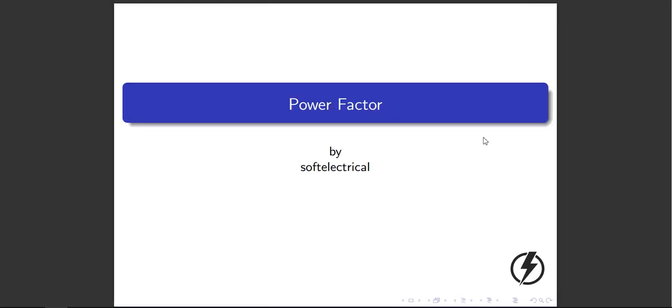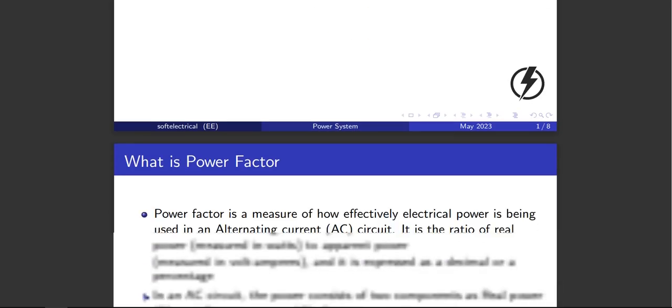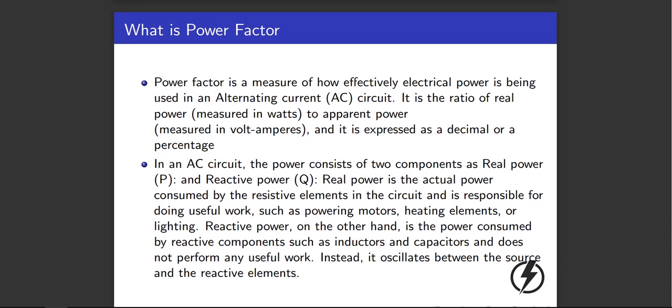What is power factor? Power factor is a measure of how effectively electrical power is being used in an alternating current, AC, circuit. It is the ratio of real power, measured in watts, to apparent power, measured in voltamperes, and it is expressed as a decimal or a percentage.